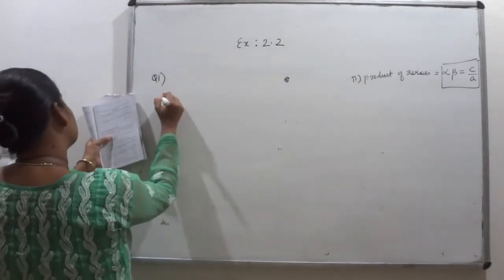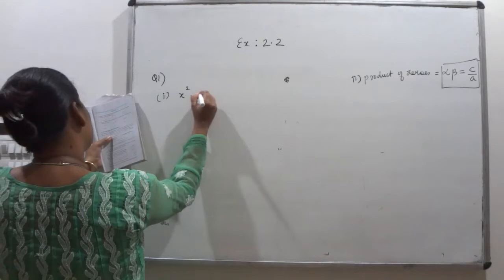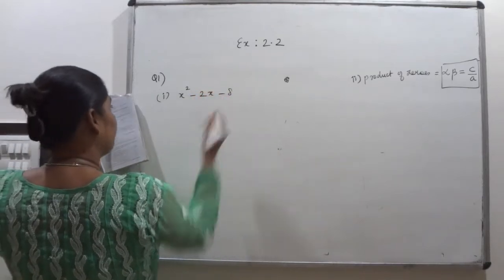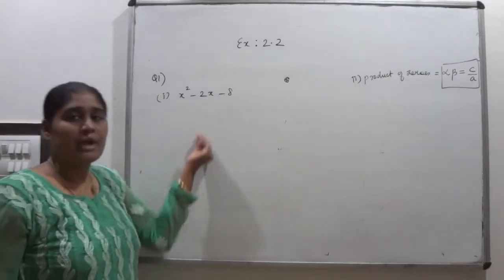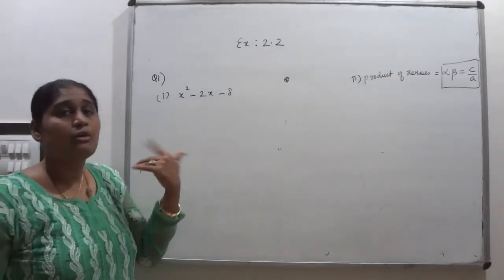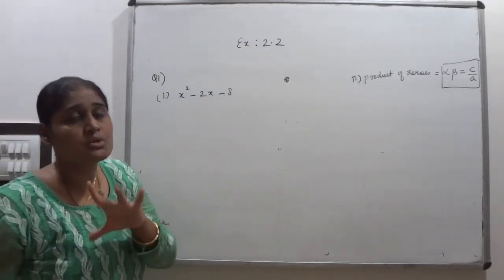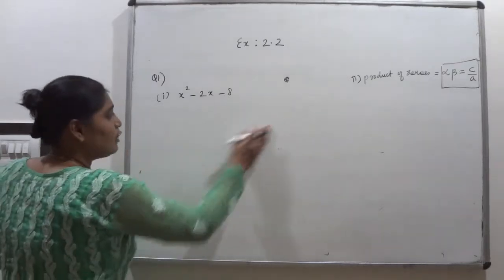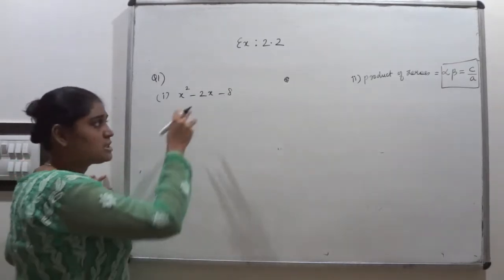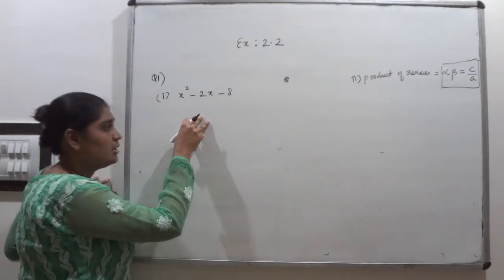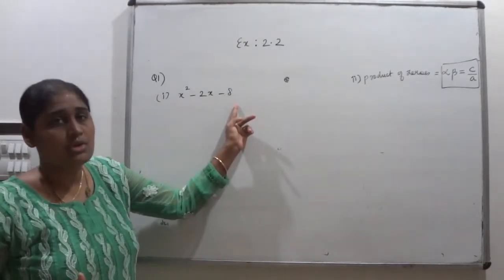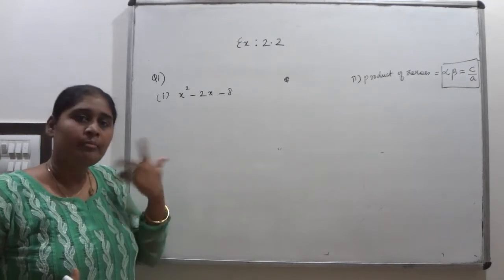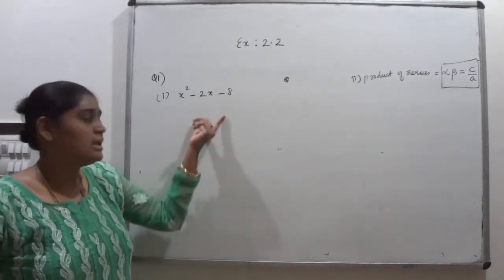Question number 1, first part: x square minus 2x minus 8. For this one, I have to find the zeros as well as verify the relationship between zeros and coefficient. First of all, I have to find the zeros of this quadratic equation. Zeros means I have to find the solution. You know that it is a quadratic equation, so we can use middle term splitting to find the zeros.